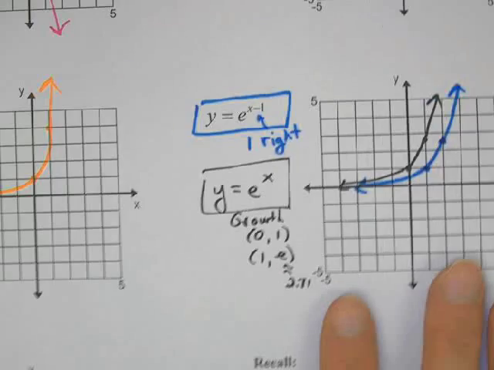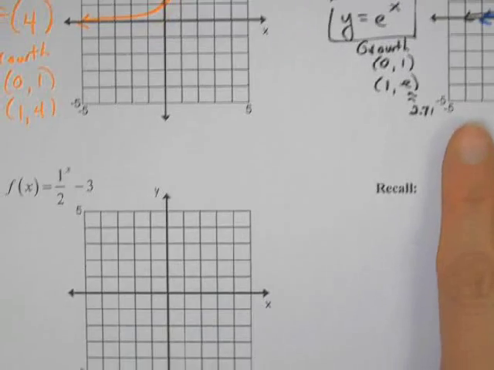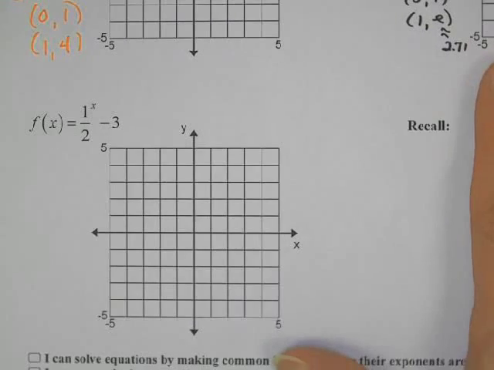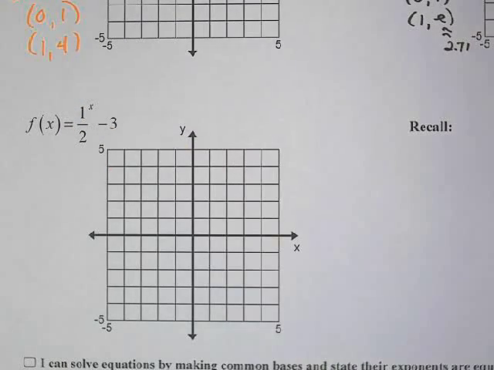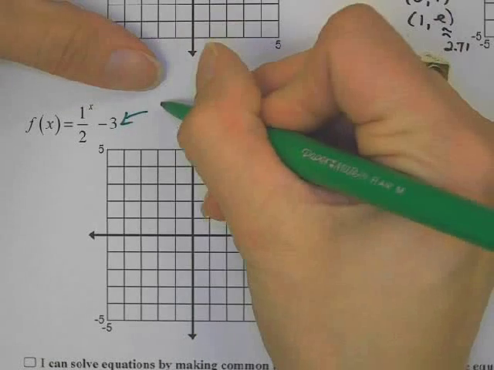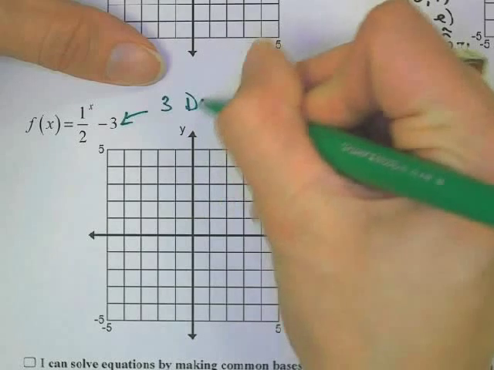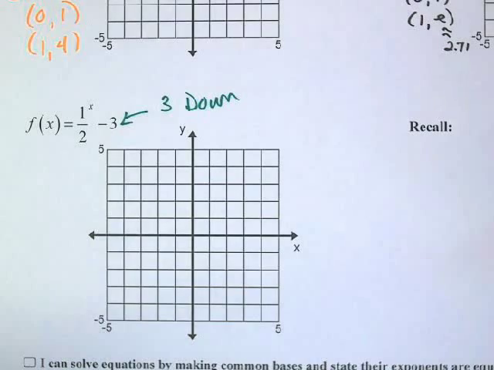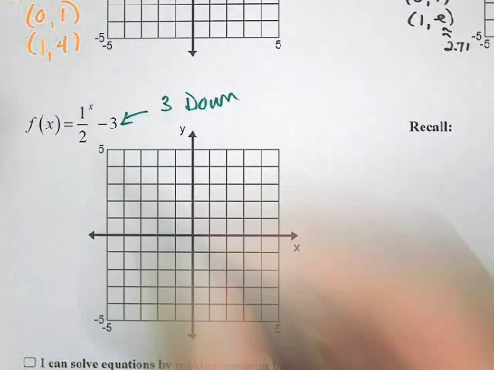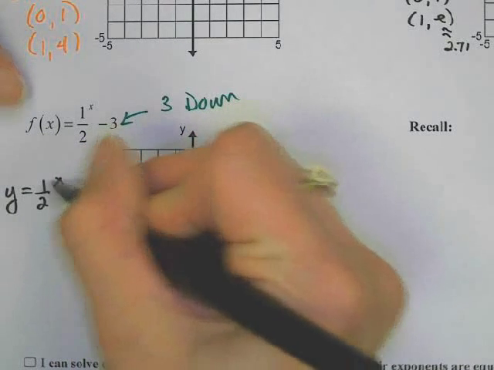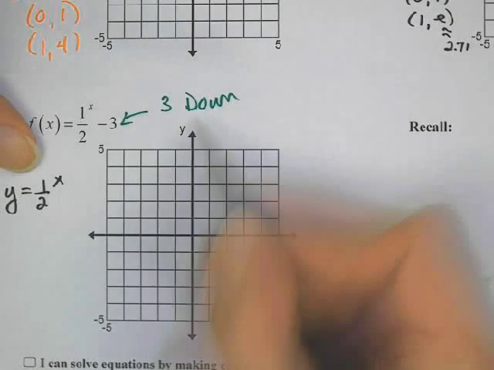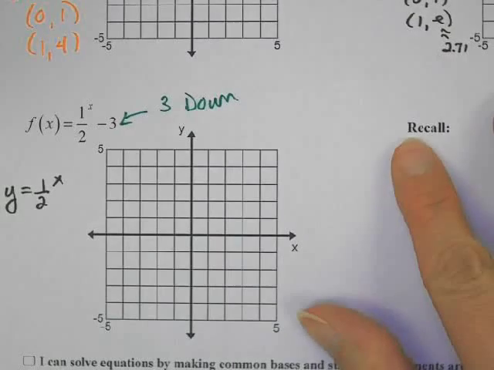Okay. This last one here has some shifting to it. When you have 1/2 to the x, and then the 3 is after, do you guys know what that 3 is going to do? That's going to shift it 3 units down. But I think what I want to do is I want to see the basic 1/2 to the x first, and then I can go ahead and move it down with my green pen.